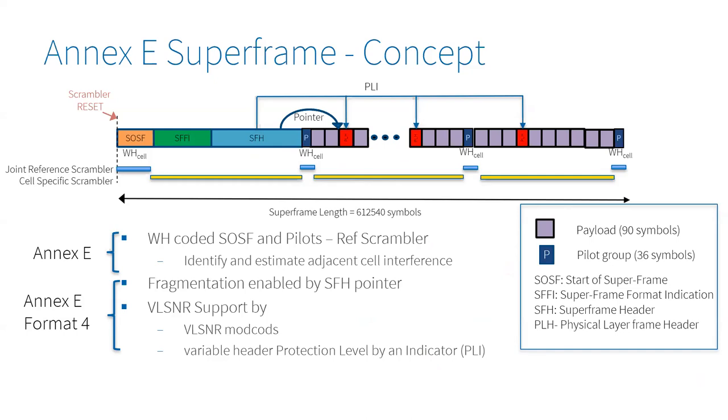Both the SOSF and pilots are coded by a cell-specific Walsh-Hadamard orthogonal code. In addition to that, a two-way scrambling structure is applied, namely the SOSF and pilots are scrambled with one sequence common to all cells, while the rest of the superframe, the payload symbols, are scrambled with a cell-specific scrambling code. This structure enables the receiver to assess the interference coming from other cells, avoid it, or even cancel it sometimes. Now, this is the basic Annex E superframe structure, which is common to all the formats.